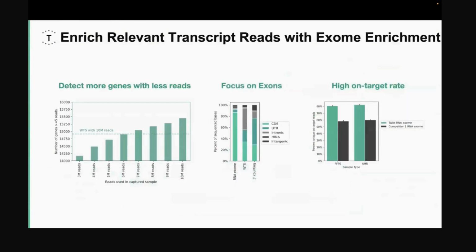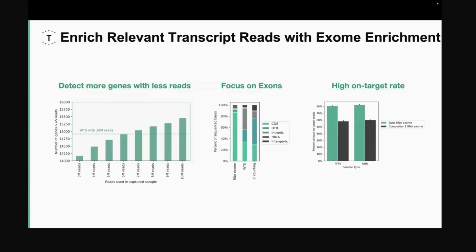The advantage of this exome enrichment is that you enrich relevant transcript reads with fewer total reads. In the first bar graph, you can see you detect more genes with fewer reads. For example, for 10 million reads for whole transcriptome, you can already get it with the Twist exome enrichment at 6 million reads. So with 6 million reads, you can achieve the coverage that you get with the whole transcriptome at 10 million reads. In the second figure, you can see that it really focuses on exons.